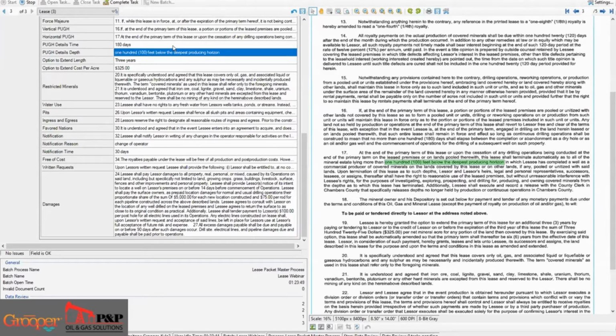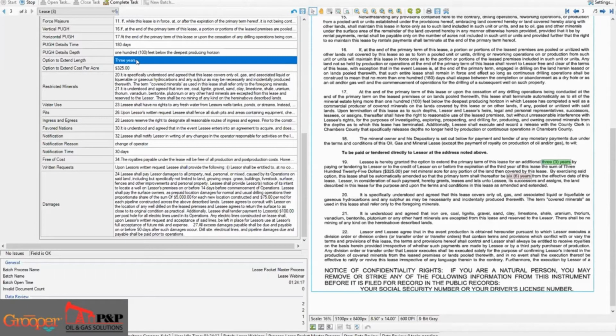But you can set up a validation rule where if it's not a number that you would expect it to be, like 180, it can flag that as pink. That's that in-Grooper data validation that I mentioned. Here we go. 100 feet below the deepest producing horizon. Great. You don't have to pull out the whole paragraph like I did here, though, right? I pulled out the vertical pew clause, 180 days. Horizontal pew clause, 100 feet below. You could just pull out the core data and ignore the rest of the paragraph.